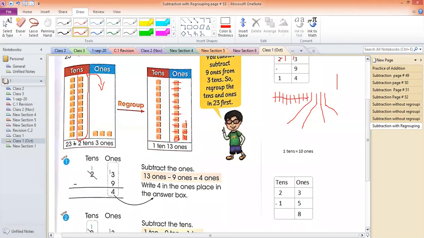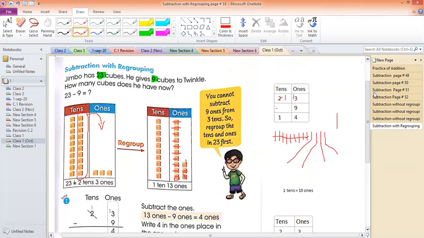And how many tens are there? You don't need to cross it out because it is 1 minus 0. So 1 minus 0 equals 1. So the answer is 14. Okay, guys, again I repeat how to do subtraction with regrouping, because that was 23 minus 9.